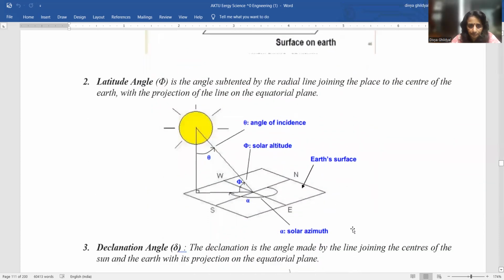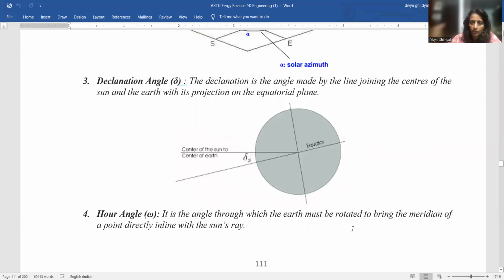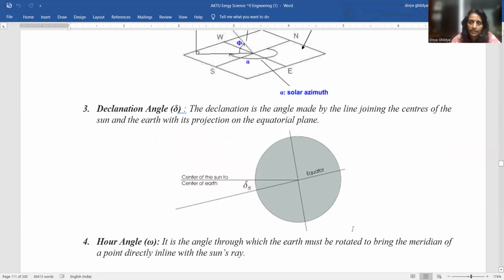Okay, next. Declination angle. You must have heard in magnetism, angle of dip and angle of declination. Here, declination is the angle made by the line joining the centers of the sun and earth with its projection on the equatorial plane. Why the equator? Because the earth is rotating on its own axis and it is inclined at an angle on the axis. It is not standing perpendicular.